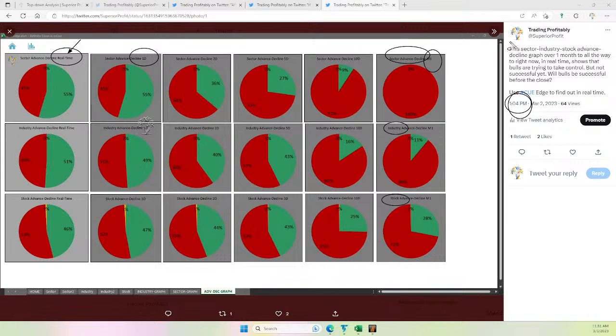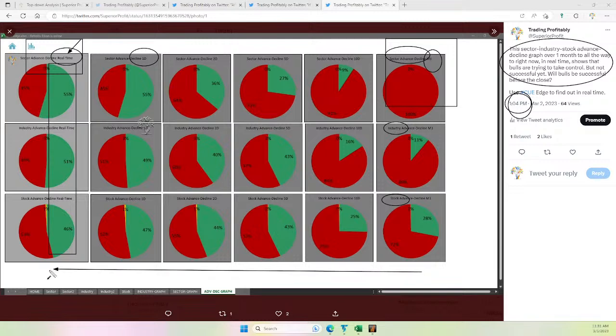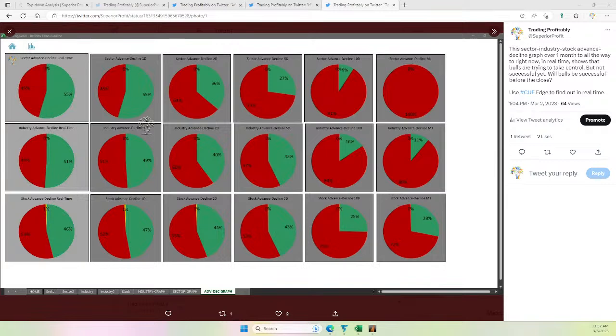And what did I tweet? I tweeted that the sector industry stock advance decline graph over 1 month all the way to right now in real time shows that bulls are trying to take control but not successful yet. Will bulls be successful before the close? As of my post, you could say the advance decline was neutral. We could not say that it was more bullish than bearish, but when I looked from longer term to shorter term, it looked like bulls were trying to gain control, and in real time I could anticipate bulls taking over. This is how it looked at 1 p.m. on Thursday. Let's look at the Q Edge sector industry stock advance decline graph now.